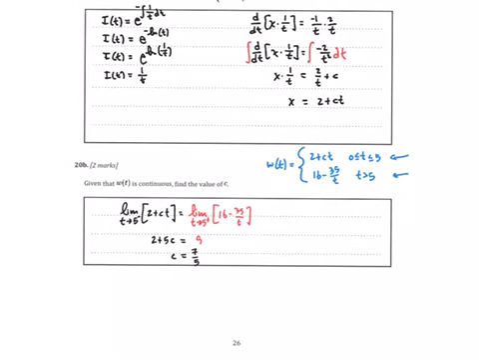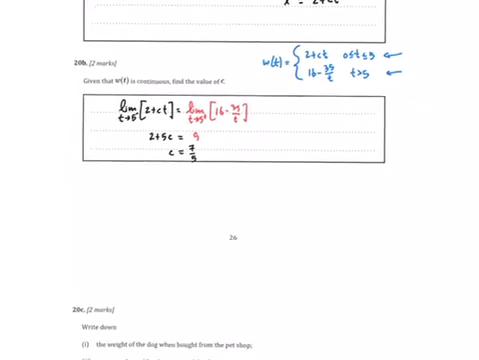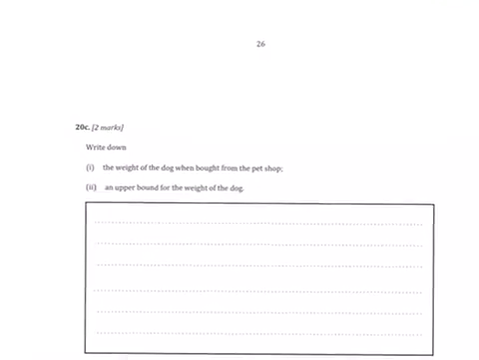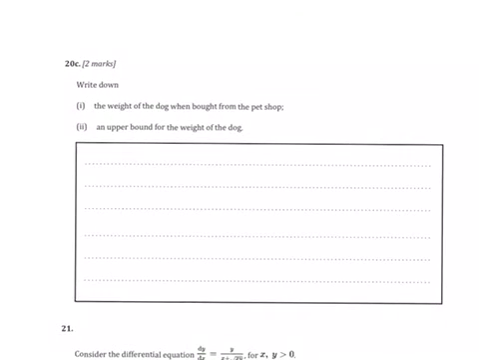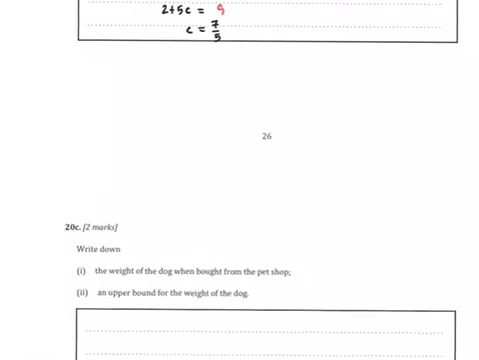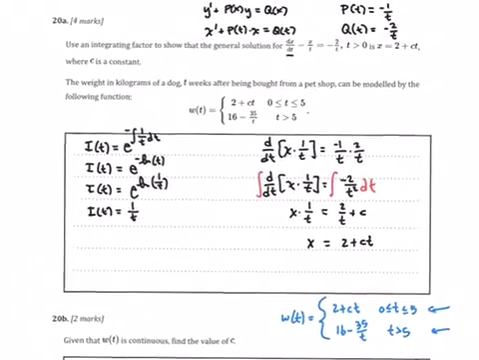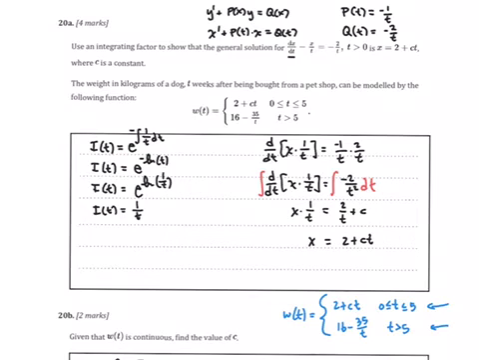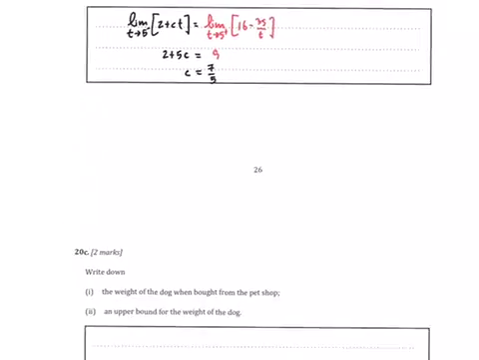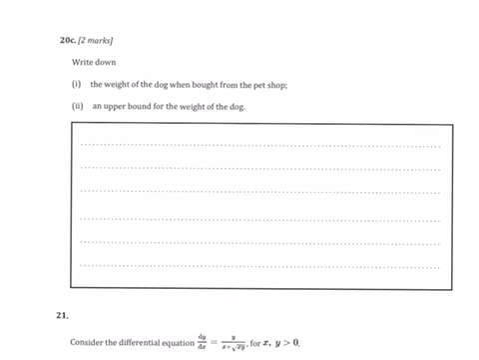Let's finish this one off in part C. Determine, or write down, because I was just going to think about it and not write it down, the weight of the dog when purchased from the pet shop. Oh boy, I don't know how many people buy a dog at 0 weeks old. Okay, t weeks after being bought from a pet shop, so week 0 could be an 8-week-old puppy. Good, because nobody buys a puppy right as soon as it's born.